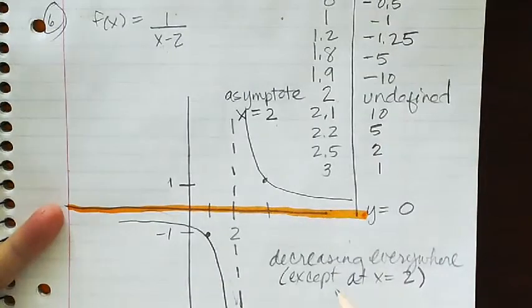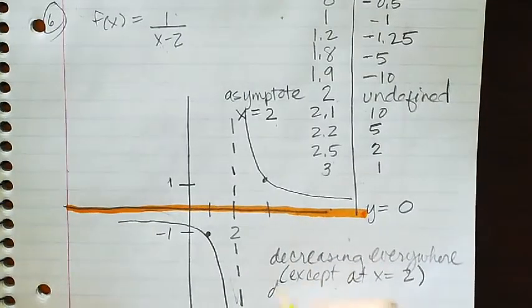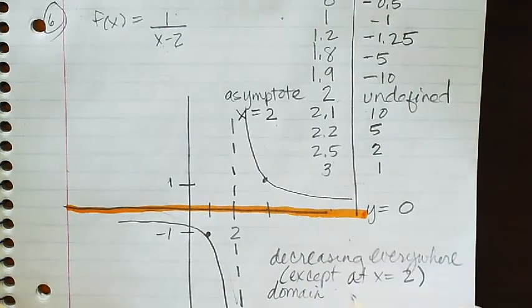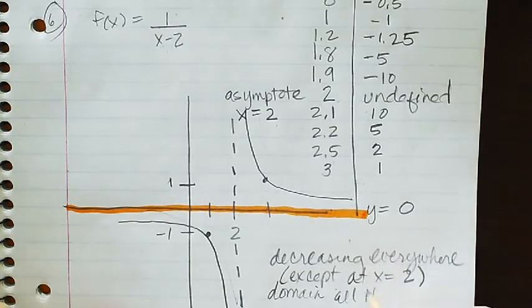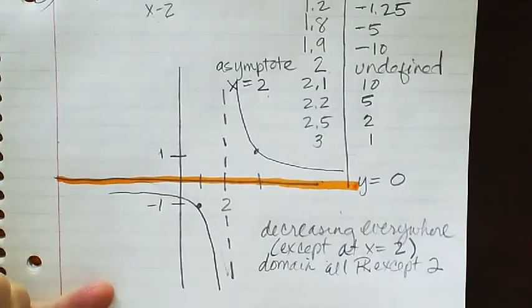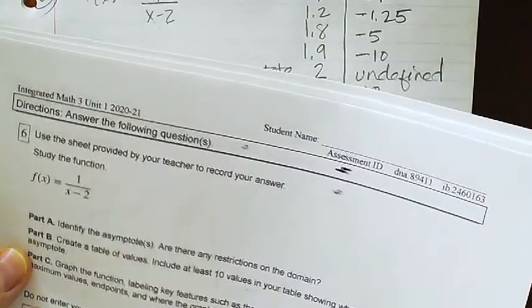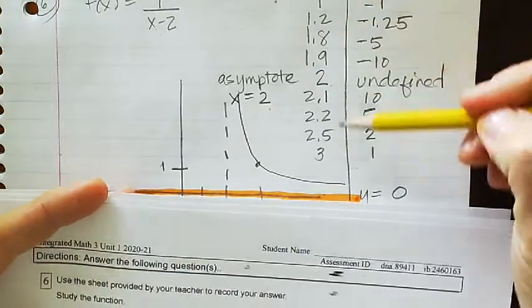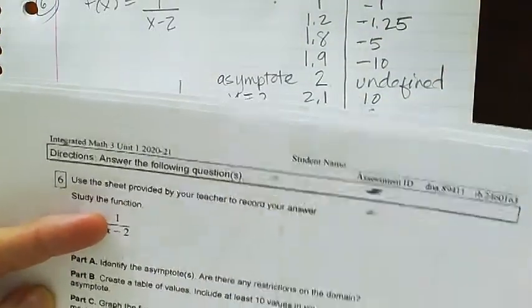So my domain would be all real numbers except 2. That's all you had to put for domain. Table of values, it said to include 10. I don't know if that's 10. We could just put a few more.